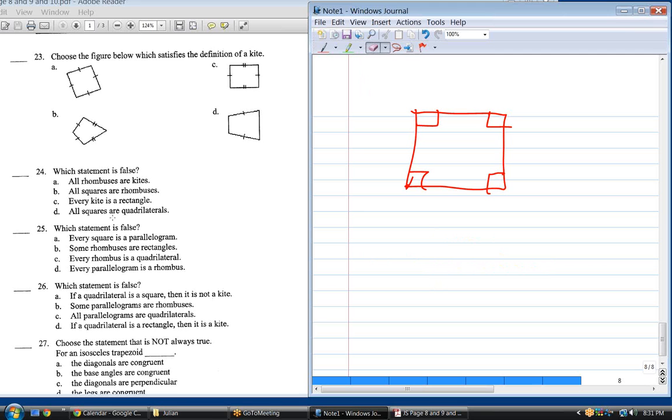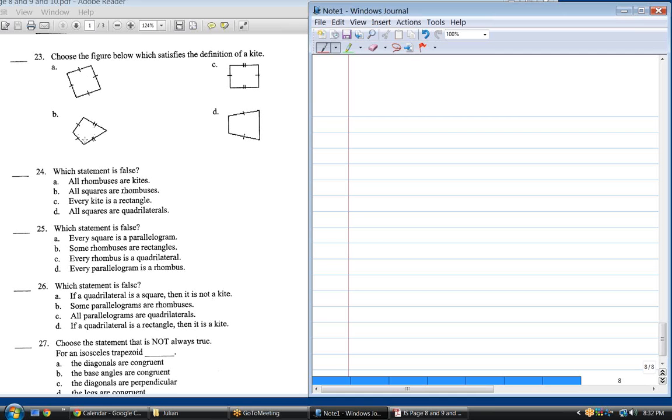I think this is funny because 24 directly contradicts 23. In other words, there's only one false statement in 24, and it's C. D is true. All squares are four-sided figures. That's all a quadrilateral is. And A is true. All rhombuses are kites. If all rhombuses are kites, that's definitely a rhombus. Therefore, it's also a kite. But so is B.